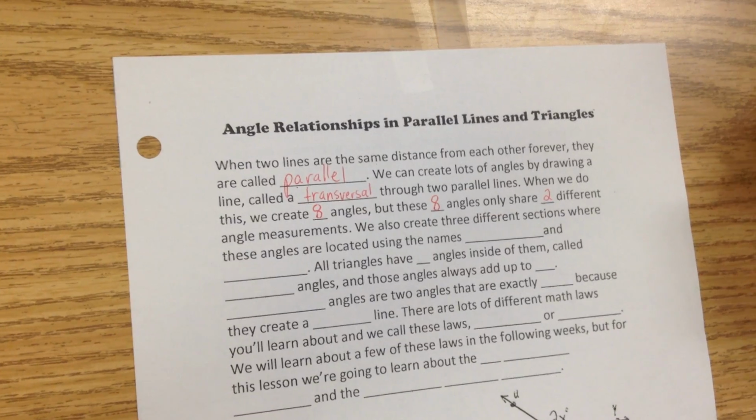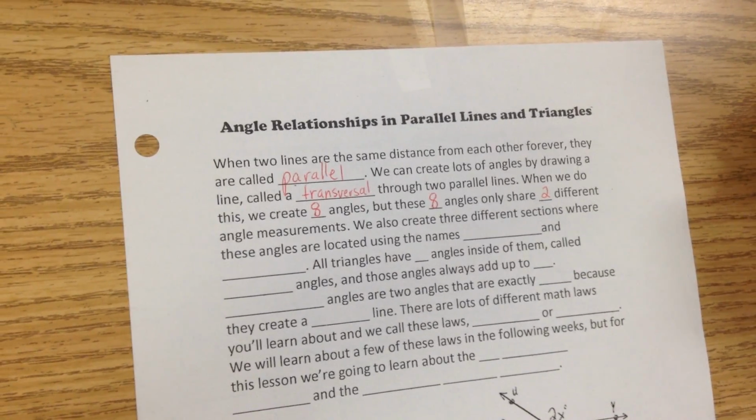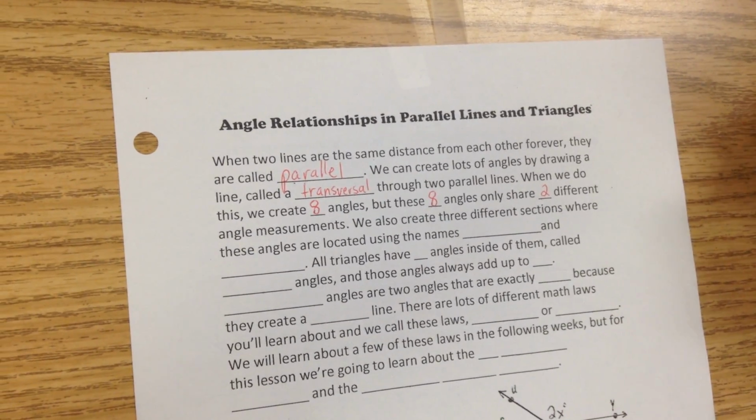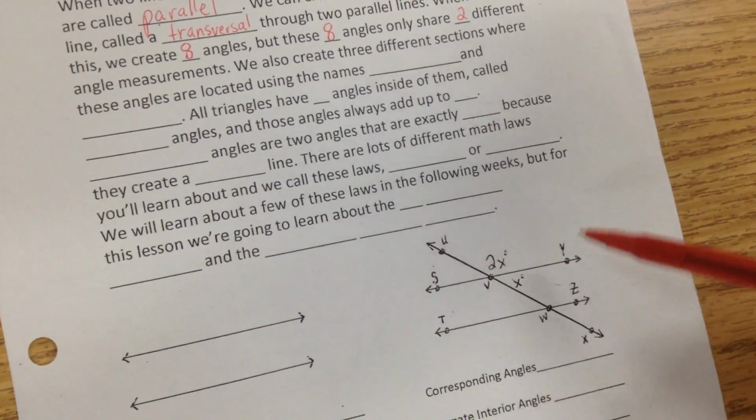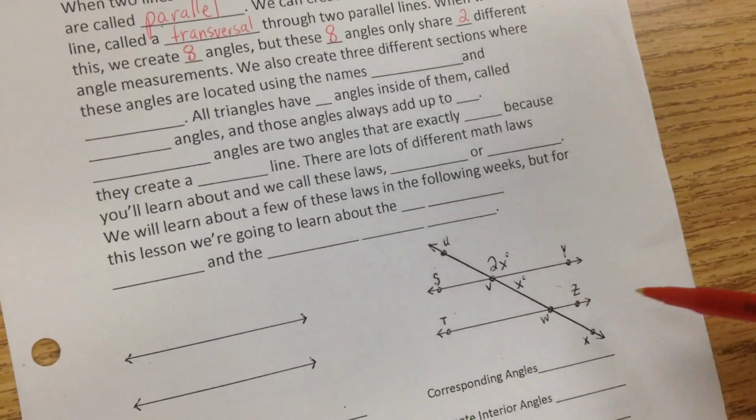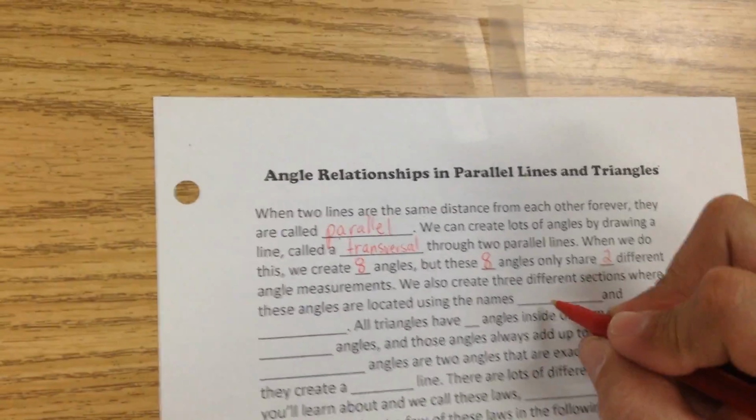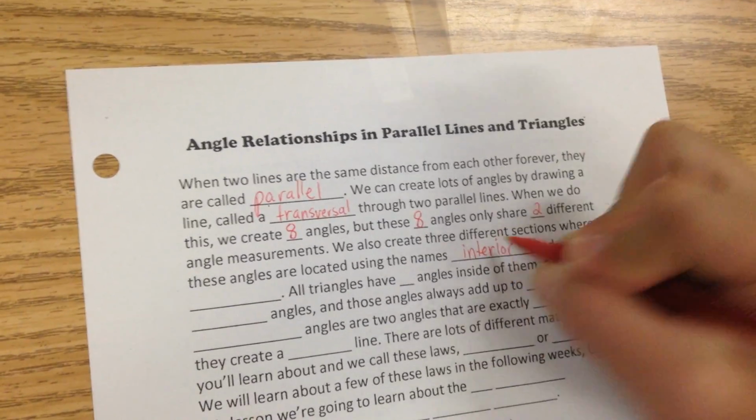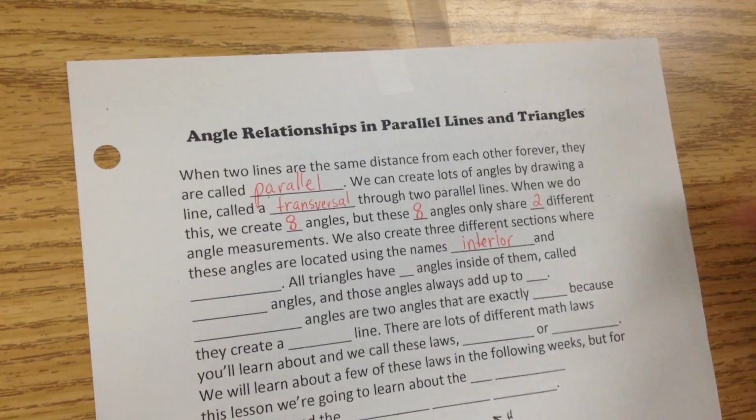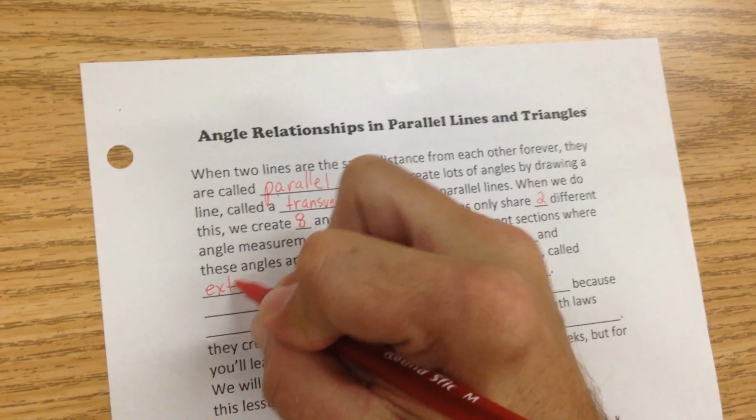We also create 3 different sections, actually it's 6 different sections. If we look, we've got 1, 2, 3, 4, 5, 6, but we look at them this way. So we've got 1, 2, and 3, and the way we call those are interior, I-N-T-E-R-I-O-R, and exterior.